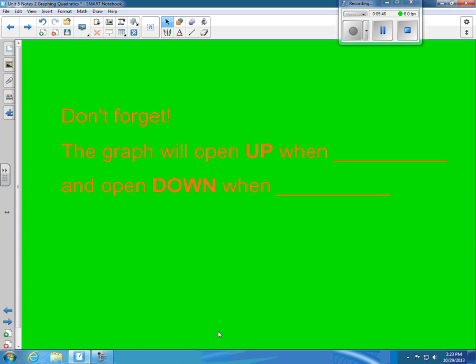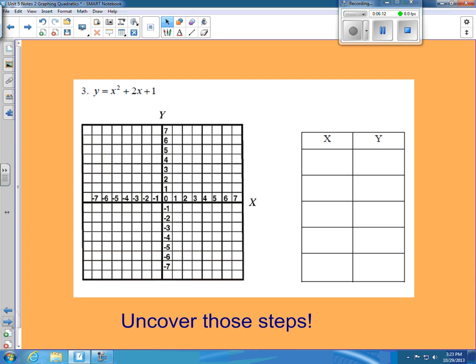All right, to example 3. Ooh, before we go to example 3, it says, don't forget, this is the bottom of the notes on the front side. The graph will open up when A is greater than 0, and the graph will open down when A is less than 0. This is a good thing to keep in the back of your mind so that when you're going through and doing your problems, if you know it should open down and you're opening up, there's something that you've done incorrectly. Okay, so let's go to problem 3.